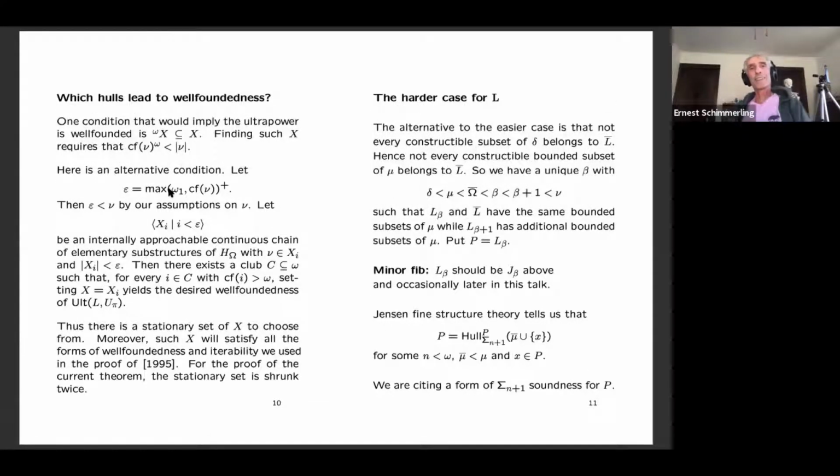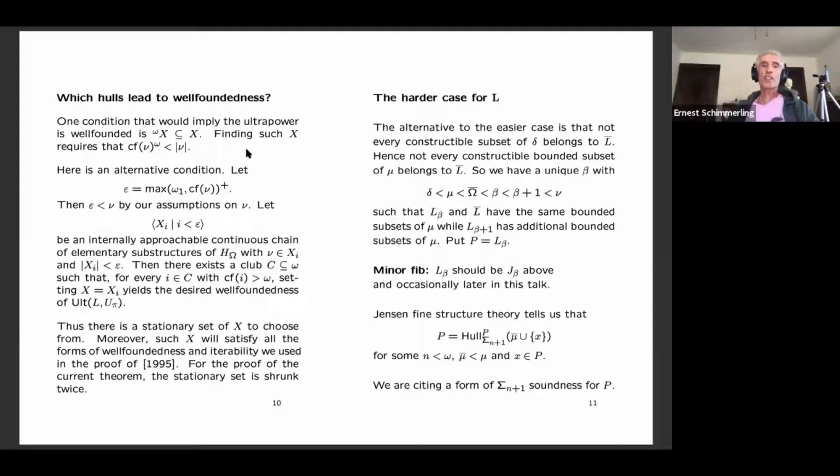So one condition that would imply well-foundedness for this one, in this particular easier case, is if X is closed under omega sequences. But in order to arrange that, we would need that the cofinality of nu raised to the omega is smaller than the cardinality of nu, and that may or may not be true. And we don't want to add an assumption to the theorem. So there's an alternative condition.